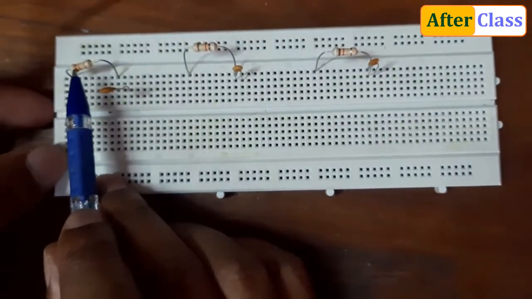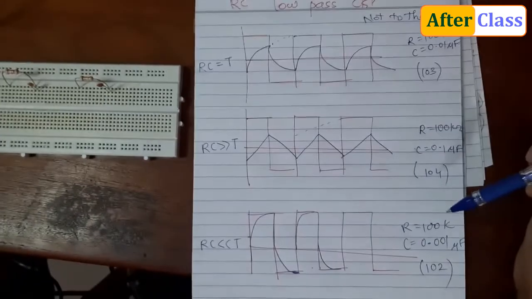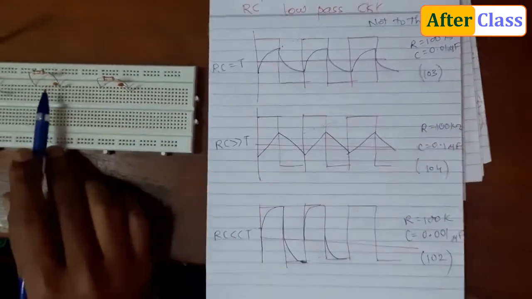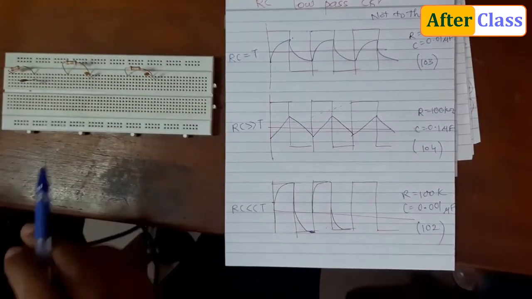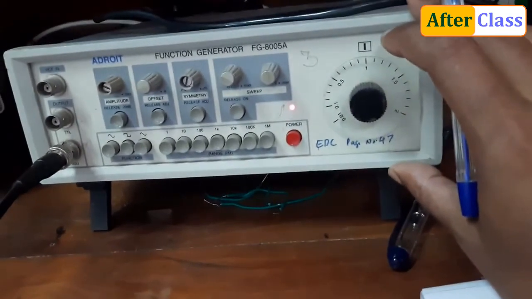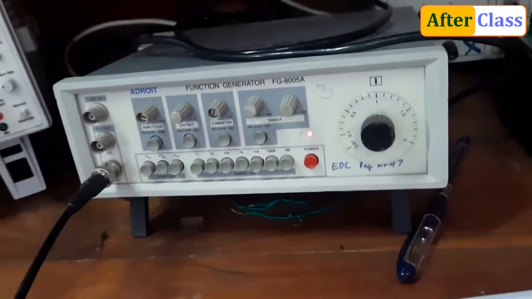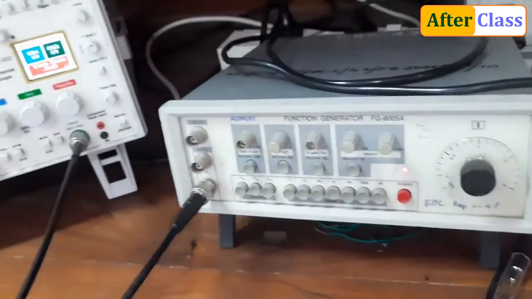I have already connected this R and this one value of C, as per the diagram that we have shown here. So, combinations 1, 2 and 3. I have used a function generator. I have set it to 2 volts peak to peak square wave at 1 kilohertz.